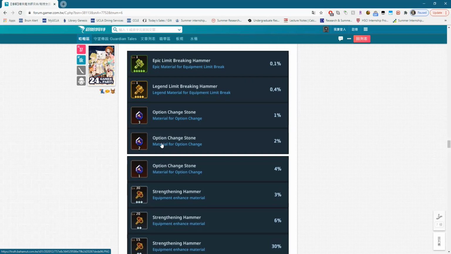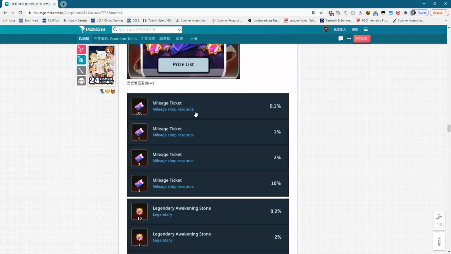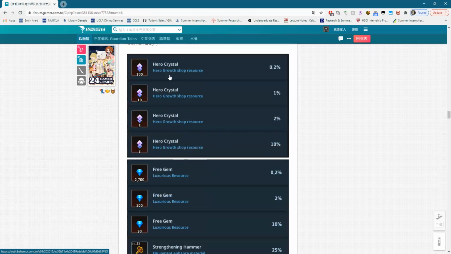And therefore, the reward ratio does not compare to, as you can say, 100 mileage tickets or 100 crystals. 100 crystals is like 1 max limit break level, or then like half of a max limit break if you keep on going. It starts from 100 and goes to 120. You're always going to need these heroes crystals.